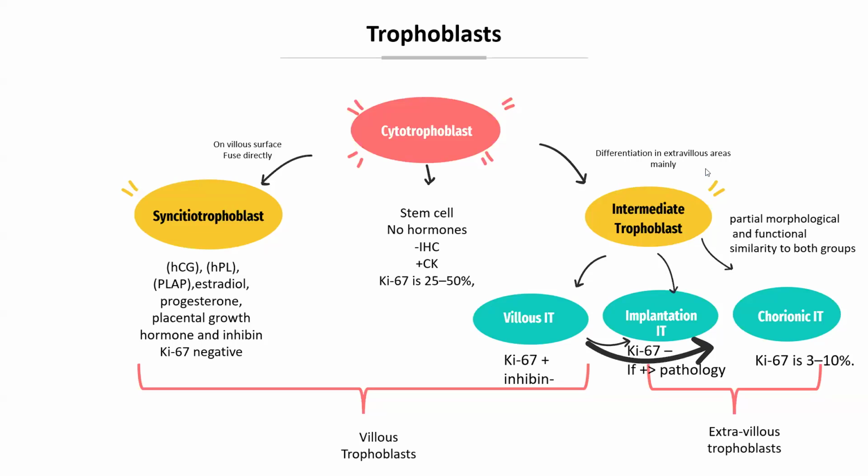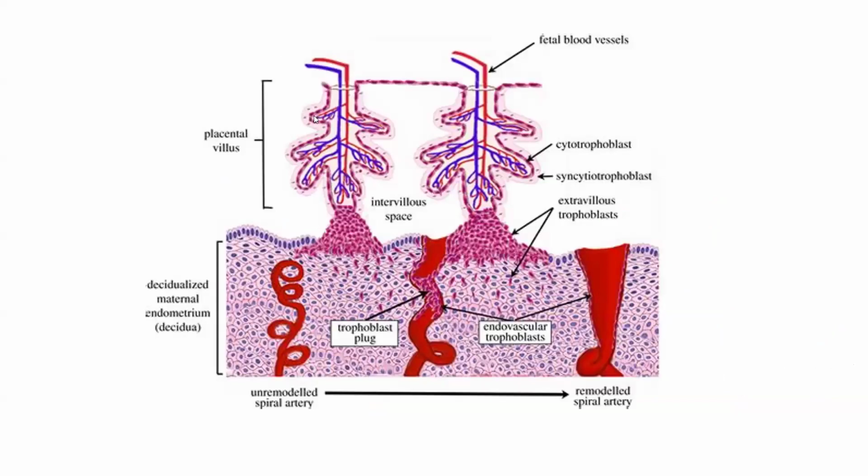The third type is the intermediate trophoblast, which is partial in morphology and functional resemblance to the previous two types, and it is further classified according to location into villus, implantation site, and chorionic intermediate trophoblasts with different immunohistochemical expressions in Ki-67. This is the chorionic villus.